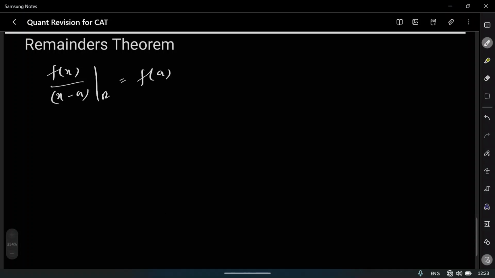Okay. Why are we going to discuss this? If it is given that f of x equals x cube plus 4x plus 2, and it is divided by x minus 1, just put x equals 1 in here and we'll get that the remainder equals 1 plus 4 plus 2, which is 7.